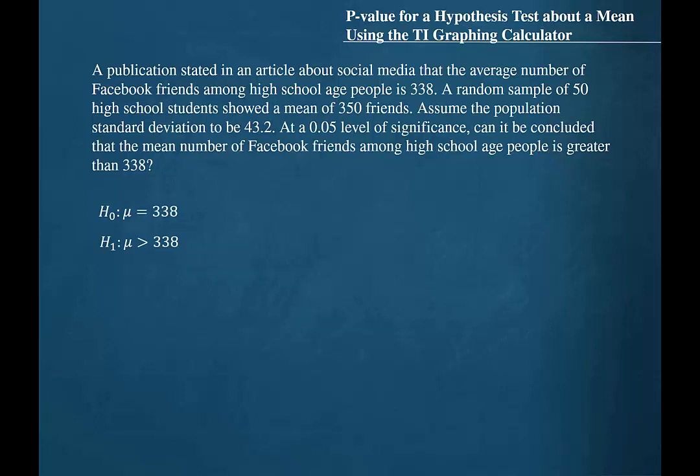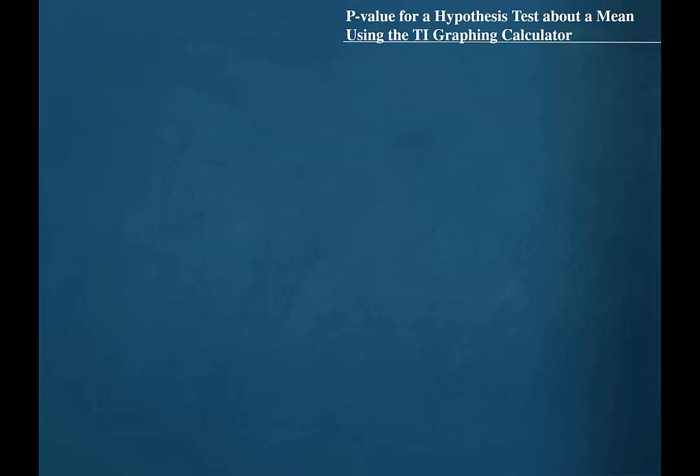The hypotheses for this hypothesis test would be null hypothesis, mu equal to 338, and alternative hypothesis, mu greater than 338. Recall that if the p-value is less than alpha, we should reject the null hypothesis. We can use the TI graphing calculator to find the p-value.